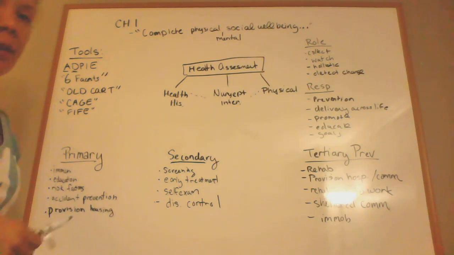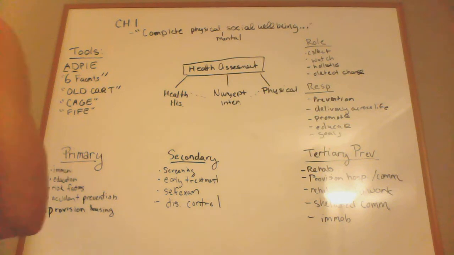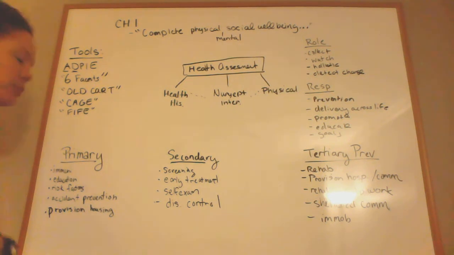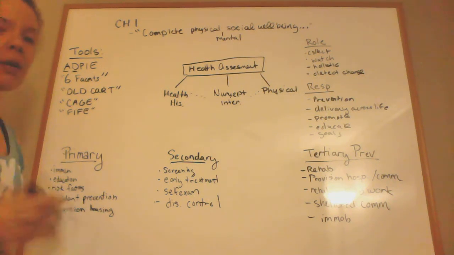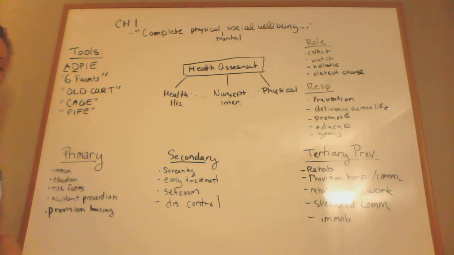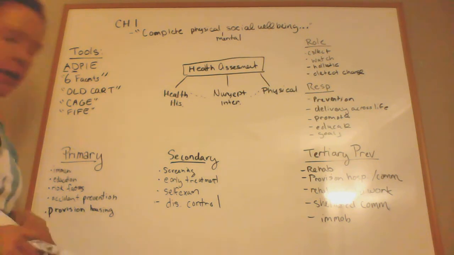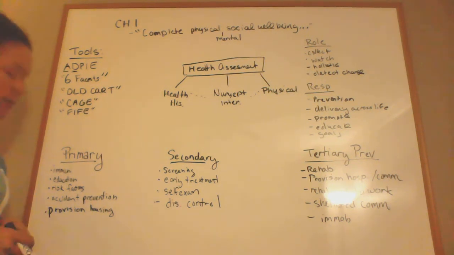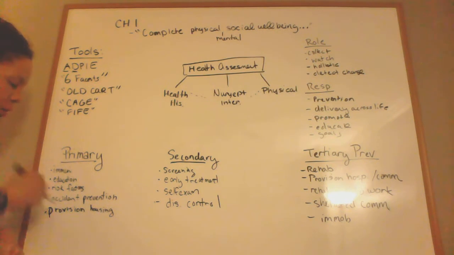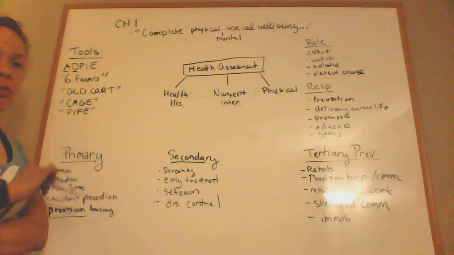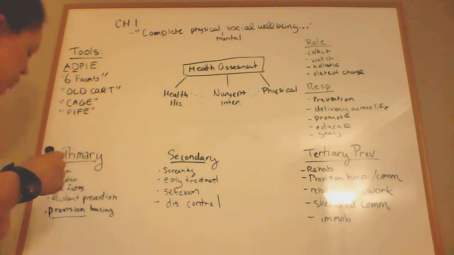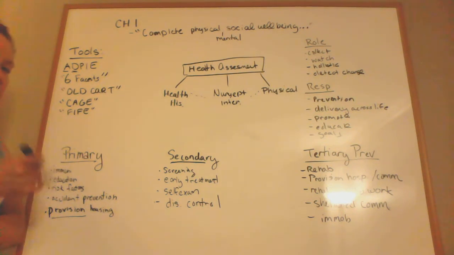Alright, so let's talk about preventative care. So we have primary, secondary, and tertiary. Primary. And this was a little confusing to me at first, but primary care, you're looking at immunization, health education, risk factors that they might have, accident prevention, and provision housing. Okay, that's what threw me off. So provision housing. The text refers to provision or provisions of, but what they really mean is service of.